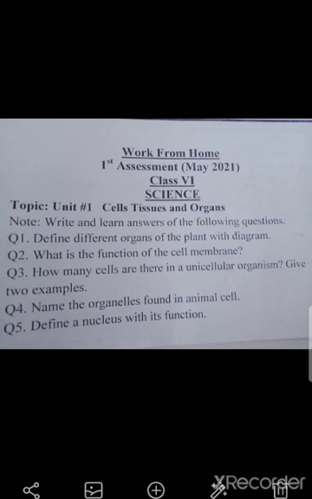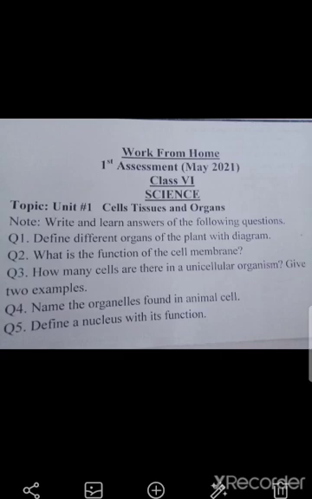After that, question number 4. Name the organelles found in animal cell. So you can give the heading of organelles, and then you can write down the answer, the names of these organelles that are present in the animal cell.